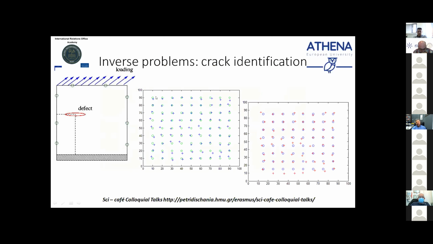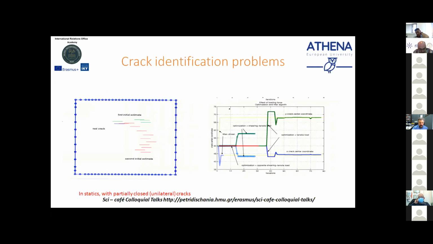We have done it several years ago by using boundary elements, and here are the comparisons between real and predicted positions of cracks. Here we have 81, 9 by 9, 81 different solutions, and the predictions in one plot. There are publications where you can see the details.